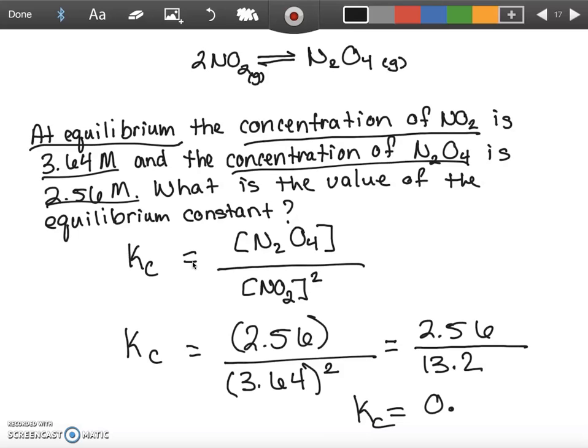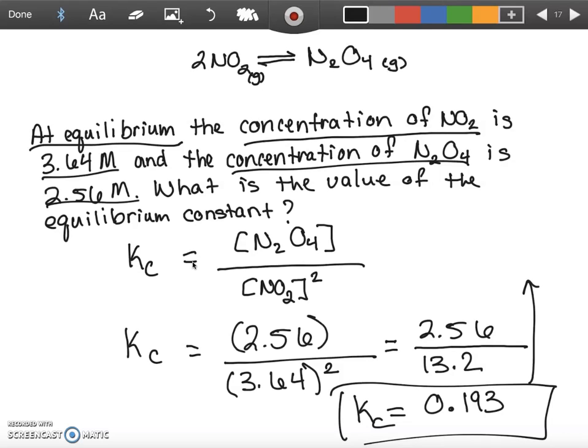And we get an equilibrium constant of 0.193 to 3 sig figs. So that's the equilibrium constant. If you wanted to write it in scientific notation, you could, because oftentimes equilibrium constants are given in scientific notation, 1.93 times 10 to the negative 1 power. But this will suffice. And notice that there are no units with the equilibrium constant. The equilibrium constant is a unitless number.